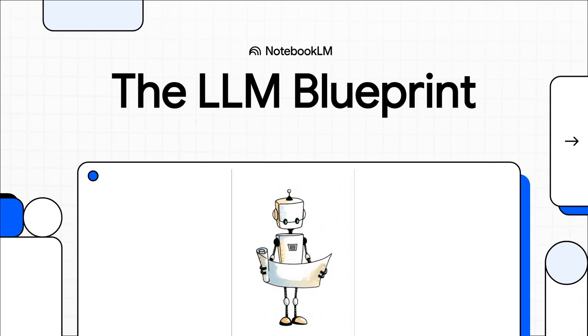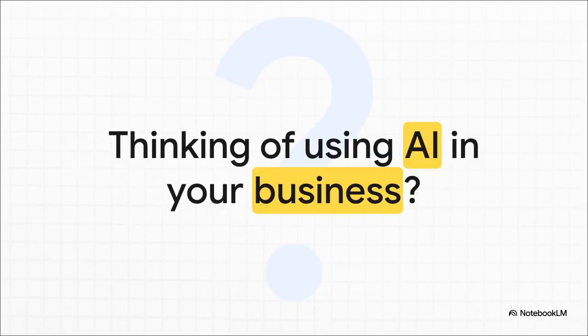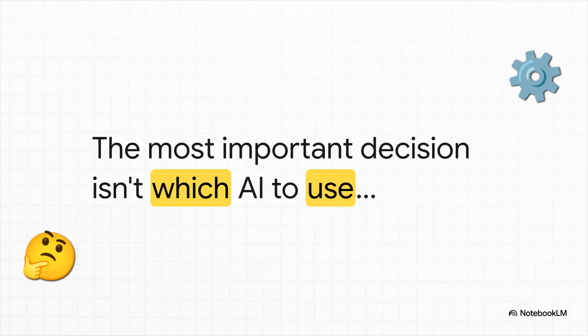Welcome to The Explainer. Today, we're getting into something that sounds super technical, but is actually one of the most strategic decisions you can make for your business: large language model architecture. So you're thinking about bringing AI into your business, right? And the big question that's probably on your mind is, which model should I use? But what if I told you that's not even the most important question to ask first? There's something more fundamental, something that's going to affect your budget, your performance, basically everything.